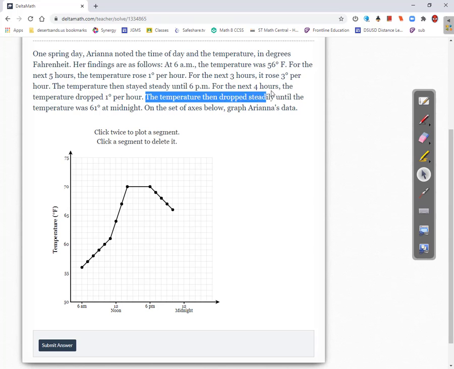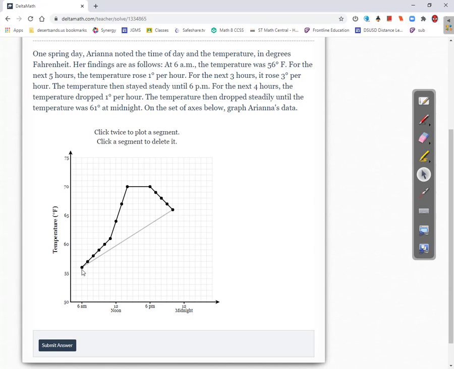The temperature then dropped steadily until it was 61 degrees at midnight. So the first thing I'd like to point out is from this point, I'm just going to click on this once, and I'm just going to let you know that the line is going to be a negative. So it's obviously not increasing. It's not staying the same. It's actually going to be going down. And they don't give us a rate of change, so they kind of trick us.